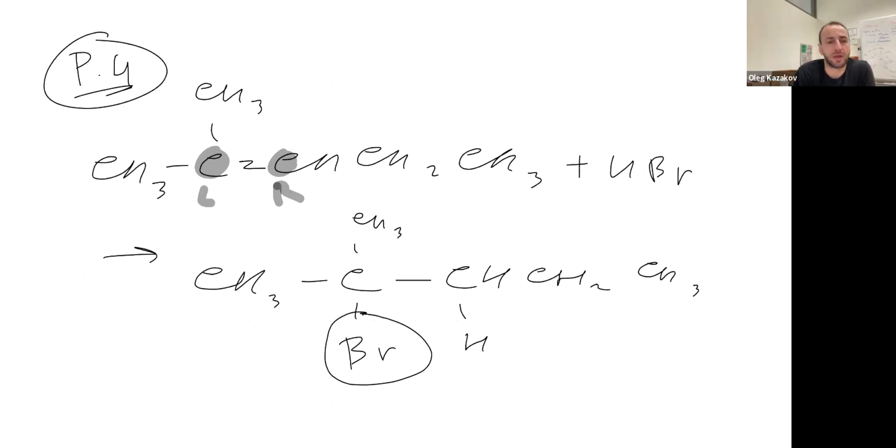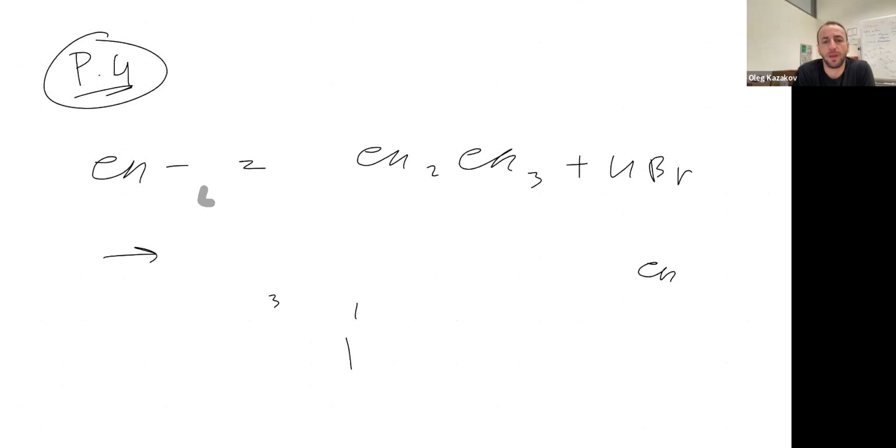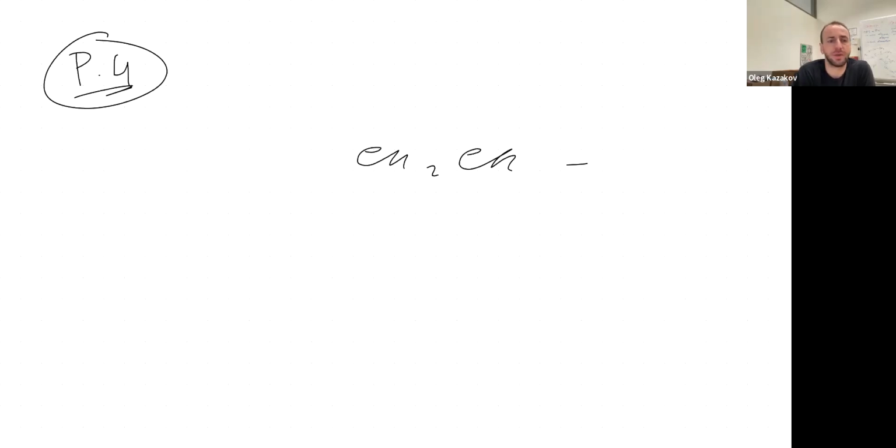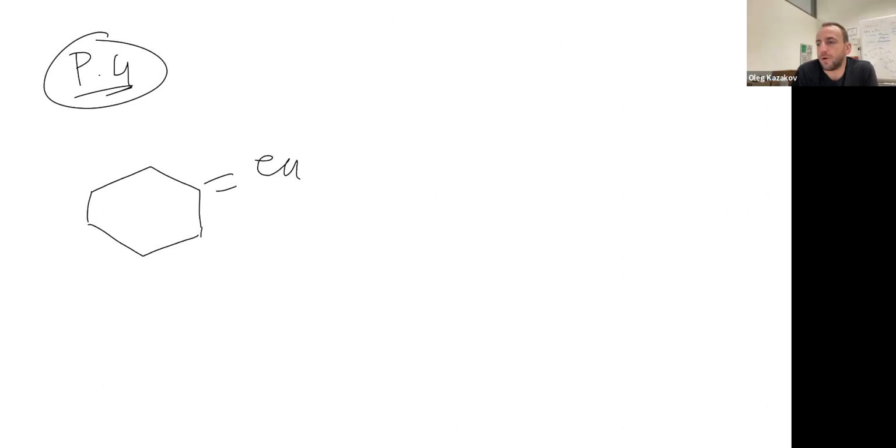Now let's take a look at another example of Markovnikov's rule and see what we're going to get. We just switch substrates a little bit. We're going to have a cyclic compound, to diversify our adventures a little bit. And we're going to add HCl to that.